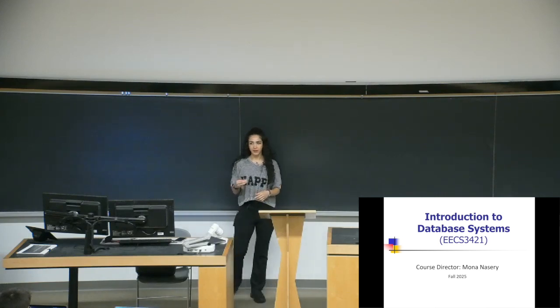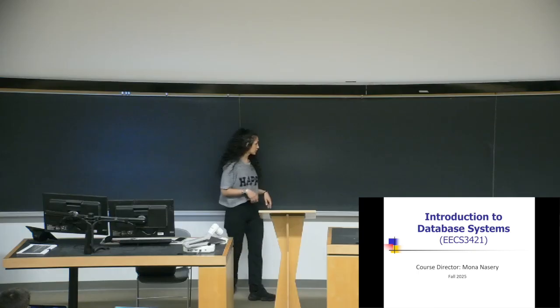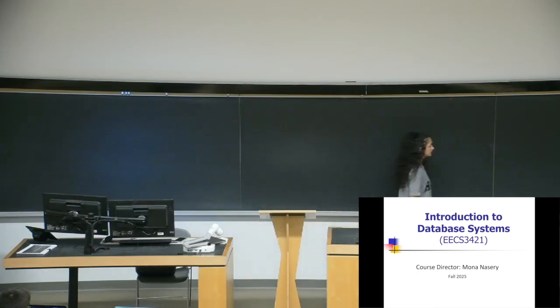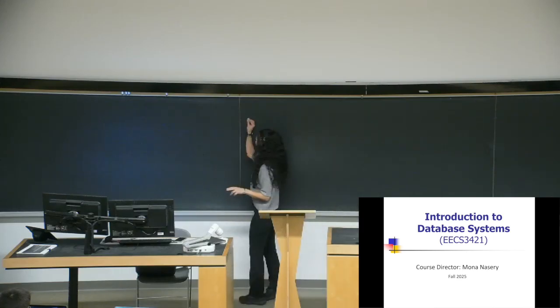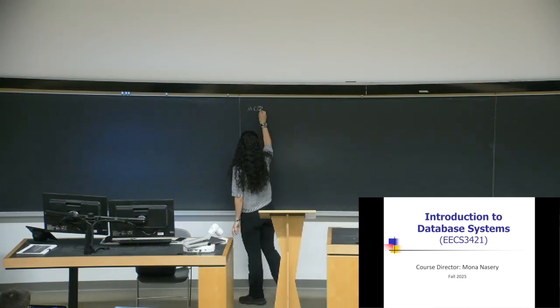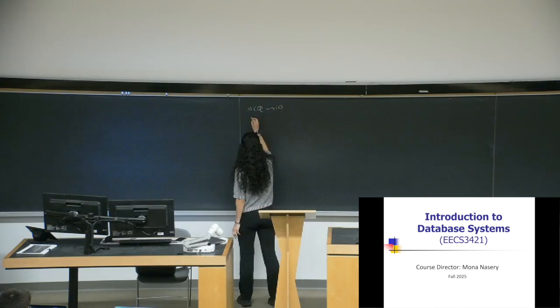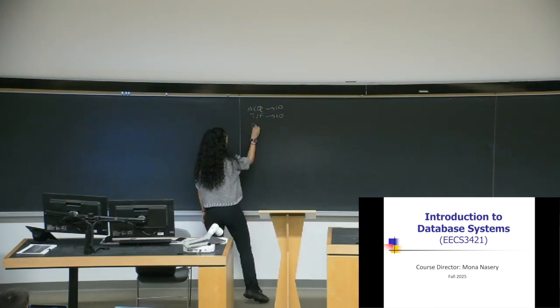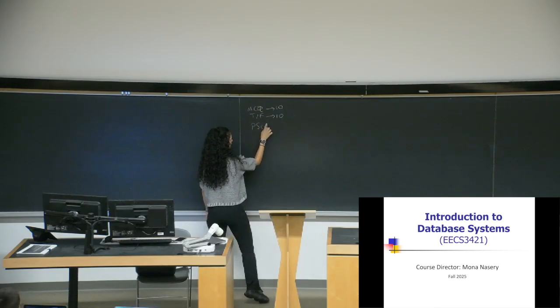In terms of weight of each, so each multiple choice question has 1 point. Each true false question has 1 point. So in total, for multiple choice questions, you have 10 points, true false, 10 points. And then problem solving question 1, which is your ER modeling.